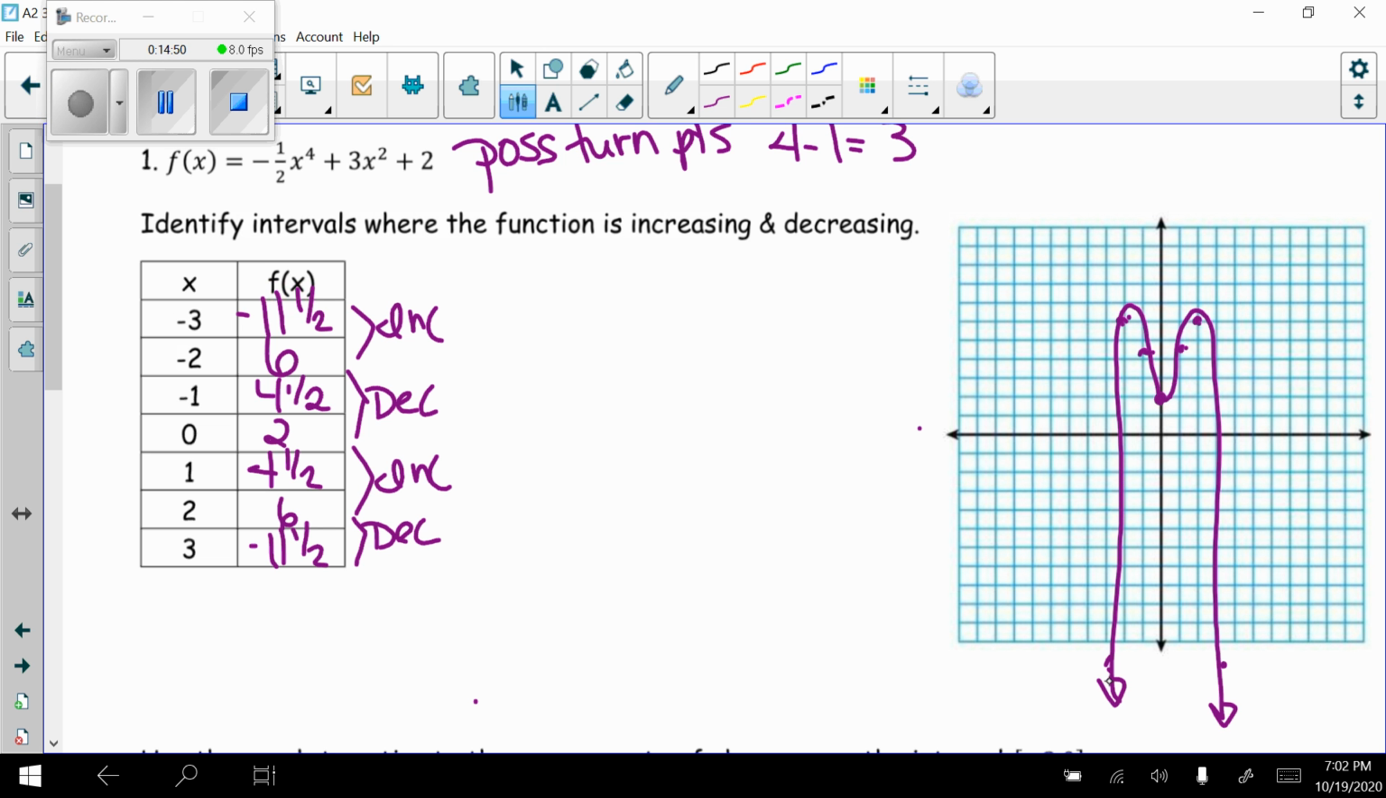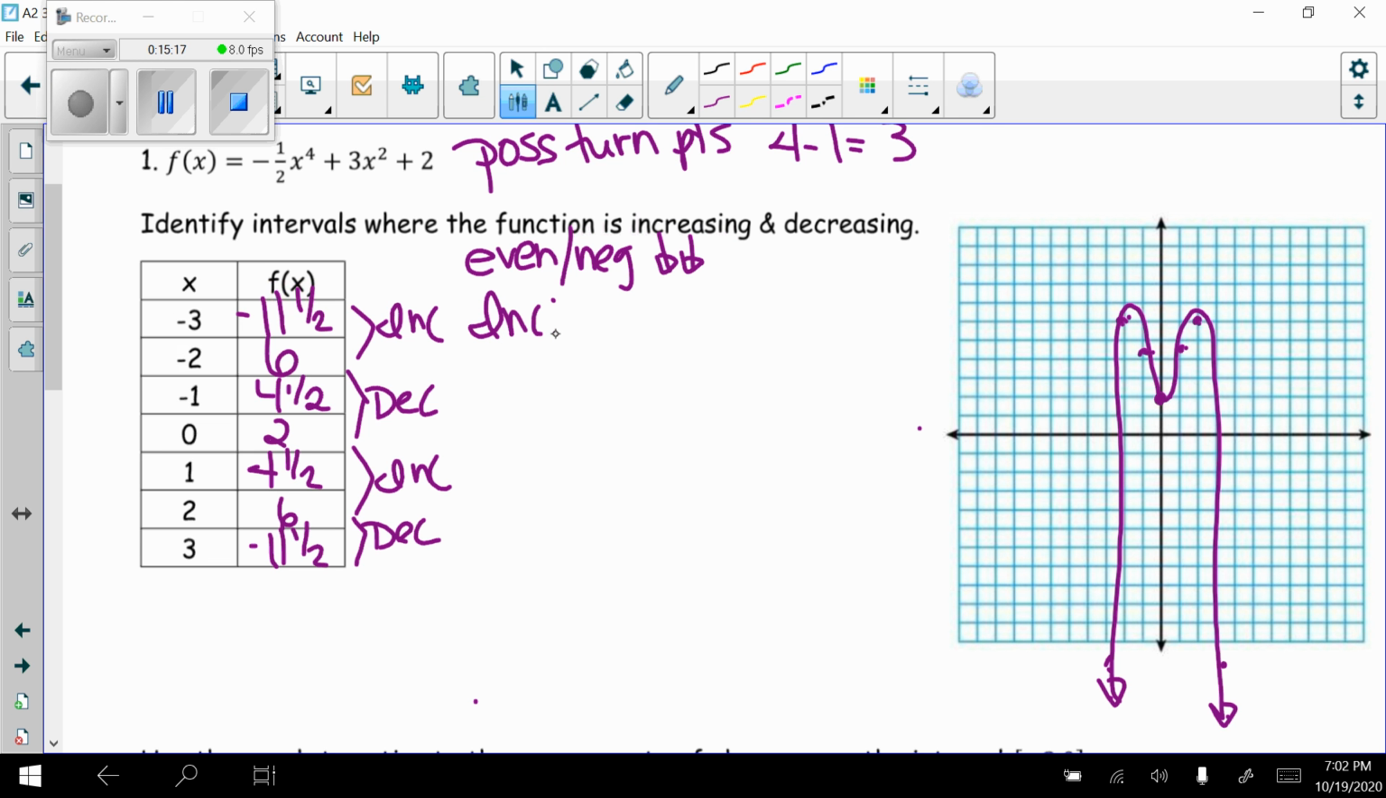Again, I could check my end behavior. I see that I have an even degree and a negative, so I know that my end behavior was going to be down, down, which we see, down and down. We graph it on the graphing calculator. Okay? Once we already have this in y equals, if you hit graph, you'll see that you get something very similar. So now let's go ahead and identify our intervals where we are increasing.